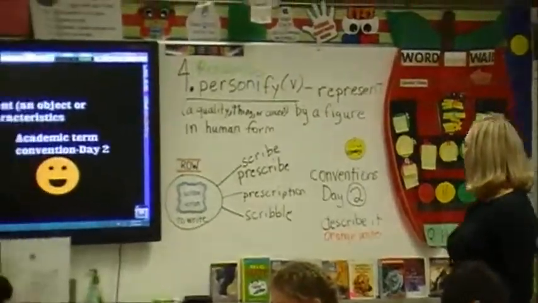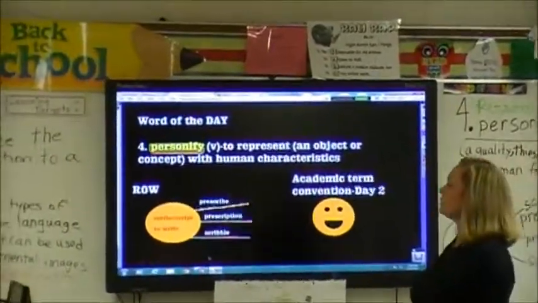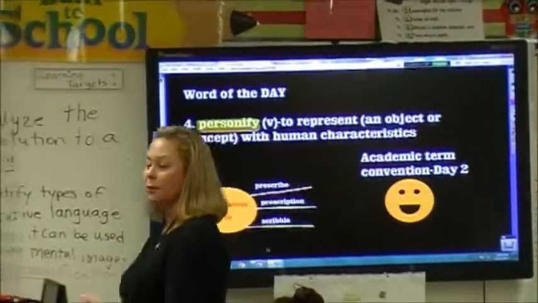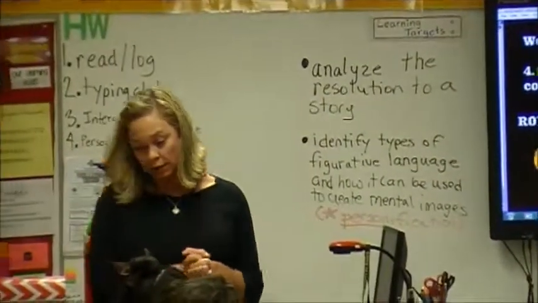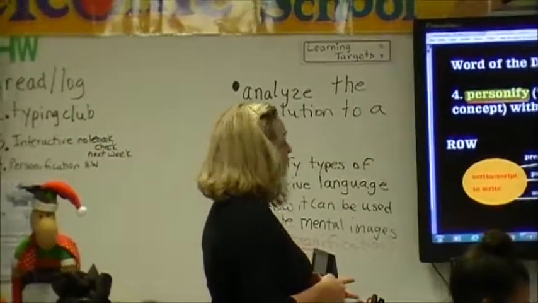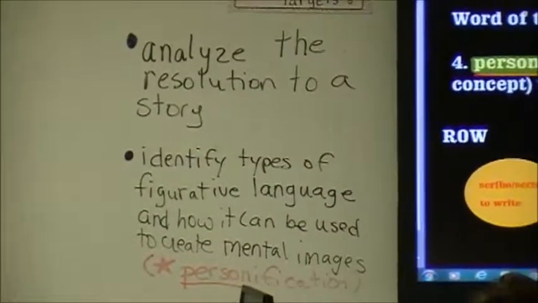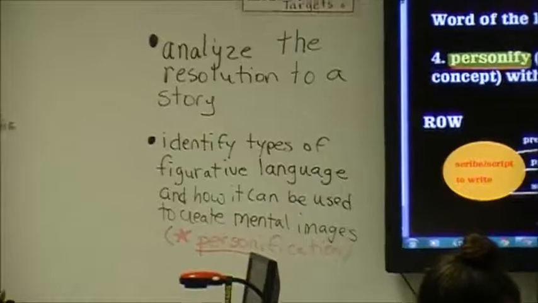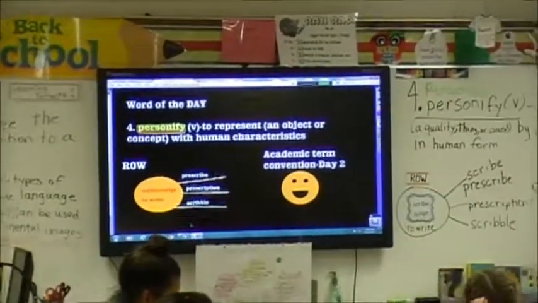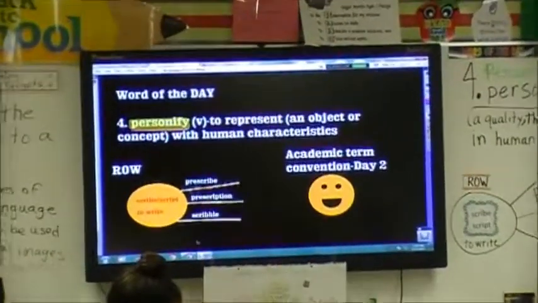It's word of the day 4. This ties into our learning targets. We're going to look at analyzing the resolution of a story, a short story, and we're also going to identify different types of figurative language. This is why I chose personify, because it connects to personification. Let's look at the definition real quick. Make sure you're underlining and highlighting.